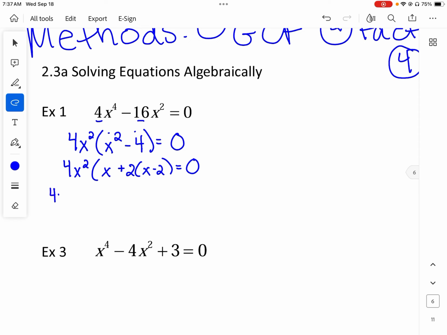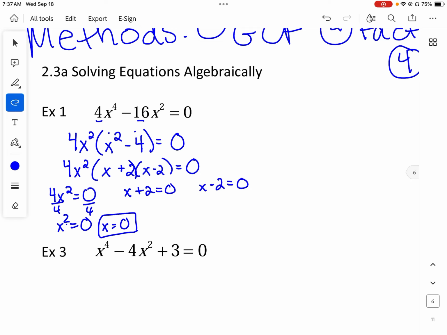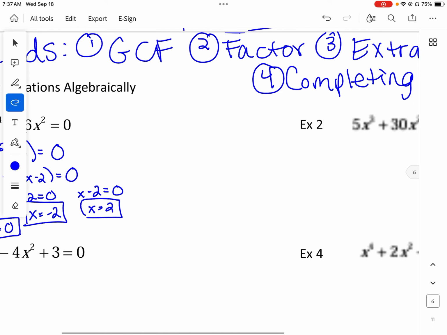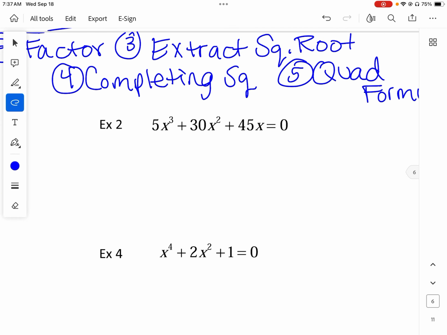So now we set all our factors equal to 0 and solve, which this is going to end up being 0. So x equals 0. Then we have x plus 2 equals 0 and x minus 2 equals 0. So this one is negative 2 and this one is positive 2. So we have 3 solutions on that one. Let's go to the next one.